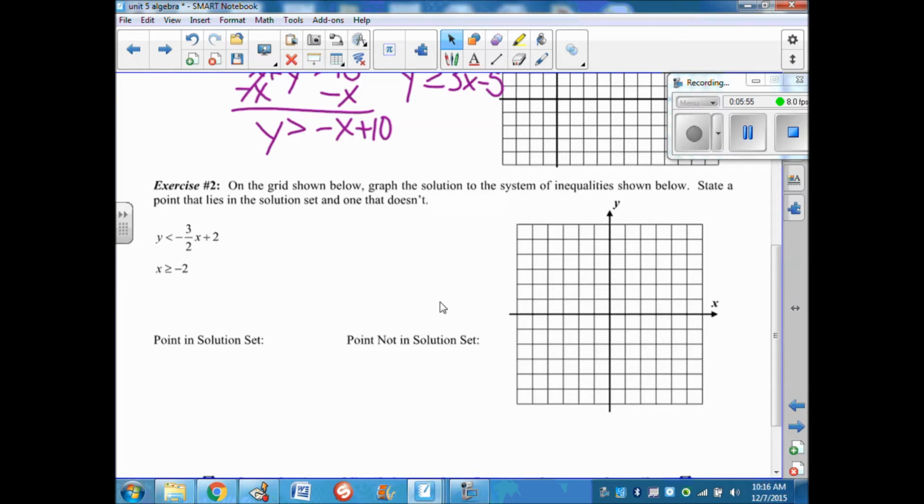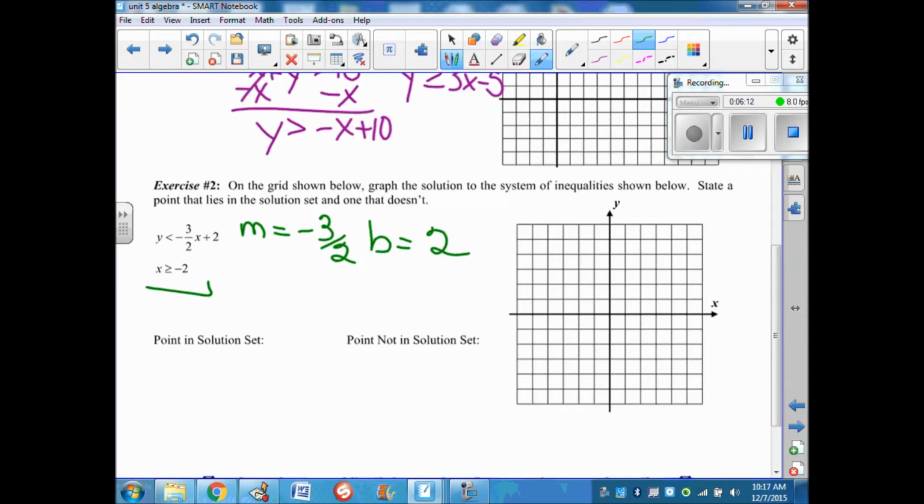It says, on the grid below, graph the solution to the system of inequalities shown. State a point that lies in the solution and one that doesn't. So let's do this one by hand. So we know that the slope is -3/2, and the y-intercept is 2.